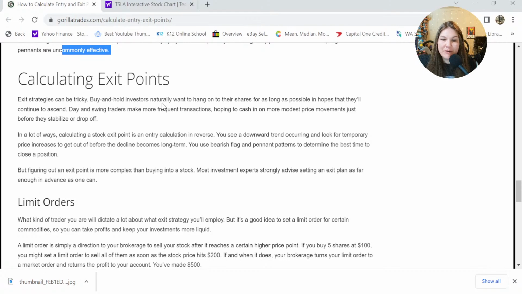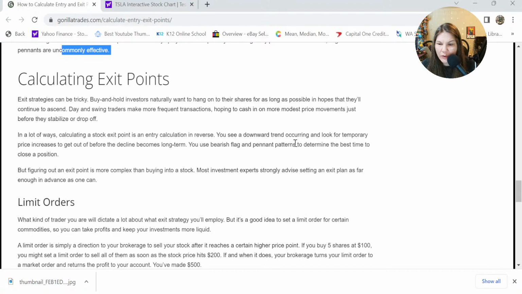Exit strategies can be tricky. Buy and hold investors naturally want to hang on to their shares for as long as possible in hopes that they'll continue to ascend. Day and swing traders make more frequent transactions, hoping to cash in on more modest price movements just before they stabilize or drop off.